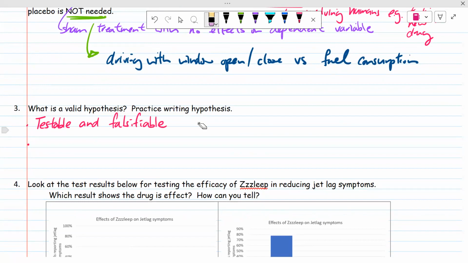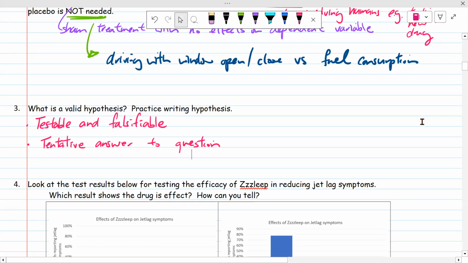You should also know a hypothesis is a tentative answer to a question. So just remember, the hypothesis shouldn't be another question. It's a statement. Increasing the temperature will increase the membrane permeability. That's a hypothesis. You don't have to give an explanation or a reason. You just state what you think is going to happen.